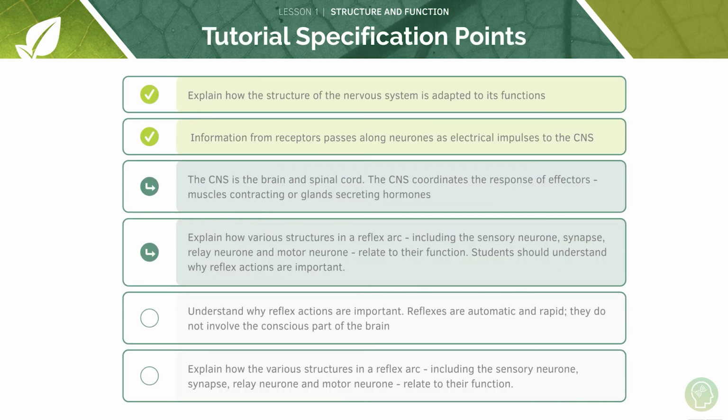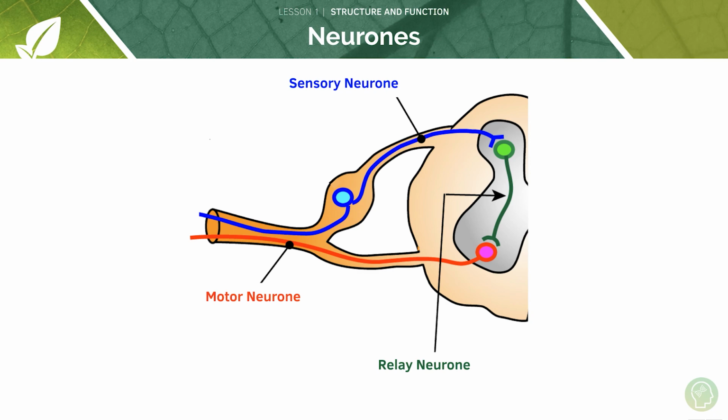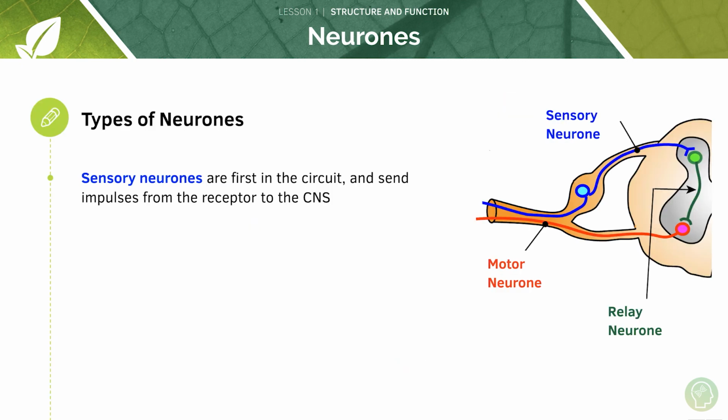So let's take a closer look at the arc that is involved in the transmittance of these signals. We're going to focus on three types of neuron. Our sensory neuron is here, our relay neuron here, and our motor neuron. Sensory neurons are the first in the circuit, and they send impulses from a receptor in the periphery, this might be a receptor in your finger, for example, to the CNS.